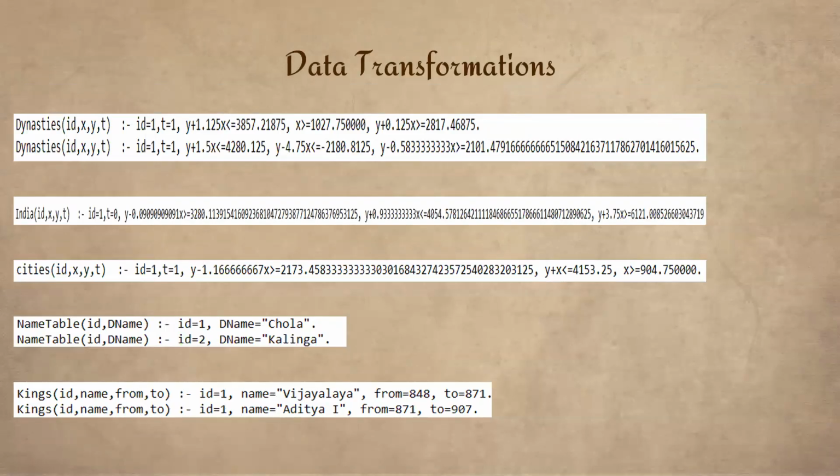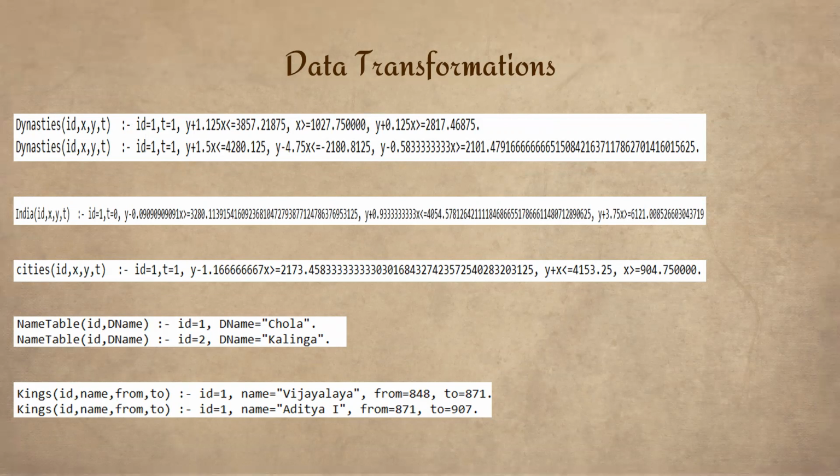As my teammate Bala explained the data sources, the data grabbed from those sources was turned into these different tables, which you can see in the data transformations page. So as the ER diagram explains, we got the dynasties table with ID, X, Y, T as its attributes. IDs are different for different dynasties, and as we selected 15 dynasties, we got 15 different IDs. T represents the time in centuries, and X, Y are the coordinates of the map.